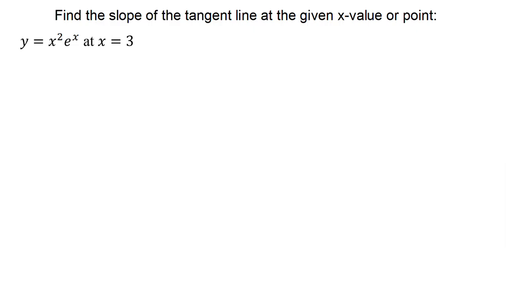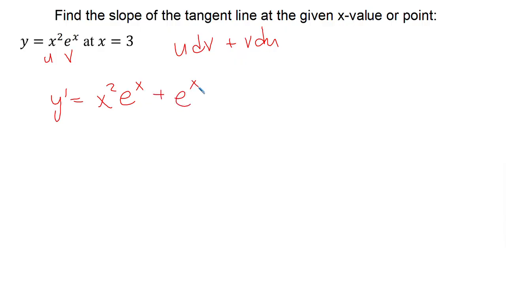For our fourth one here, we've got x squared e to the x. So that's two functions, u and v, being multiplied together. So we'll have to use the product rule to find the derivative here, u dv plus v du. So we'll have y prime is x squared, our u, times our derivative of e to the x. Well, the derivative of e to the x is just e to the x. And then we'll add to that e to the x times the derivative of u, which is 2x.